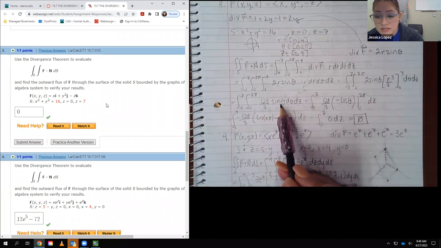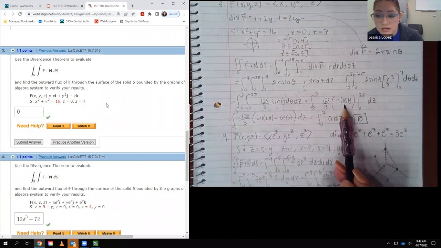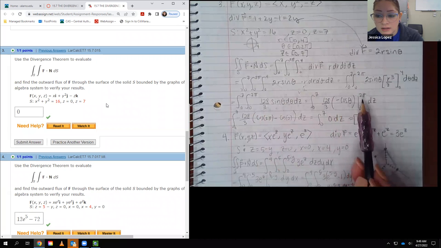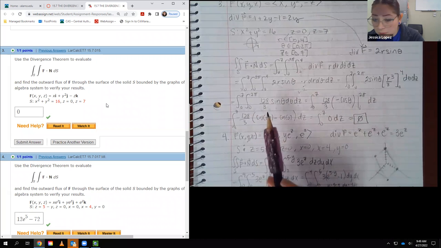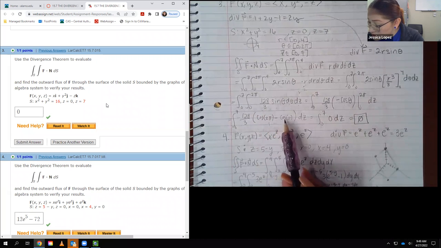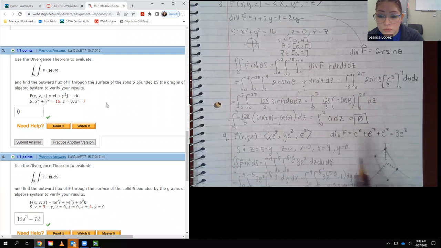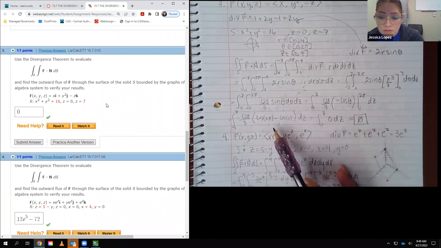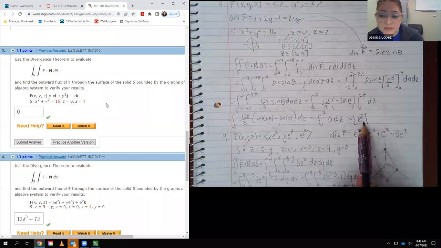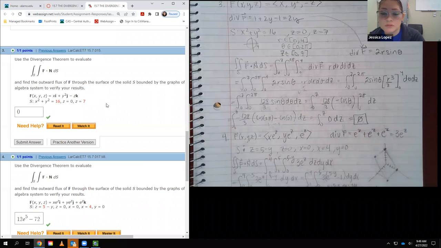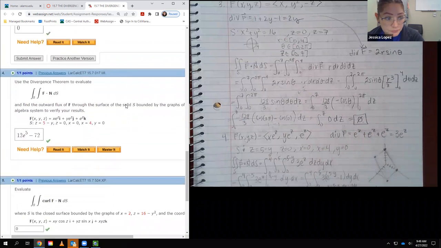So the integral of sine theta is actually negative cosine. And I have to evaluate that at 2 pi and then at 0. Cosine of 2 pi is 1, and cosine of 0 is 1. So when you subtract that, you get 0, and that 0 times this fraction is also 0. So again, we're integrating 0, which we know is going to end up as 0. And so that was the result for number 3 as well.